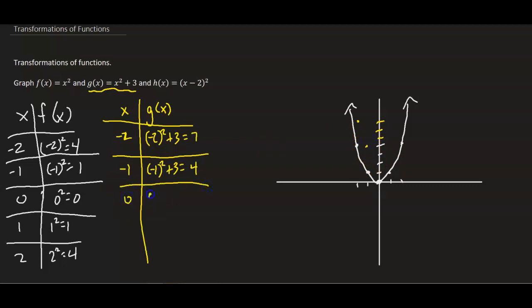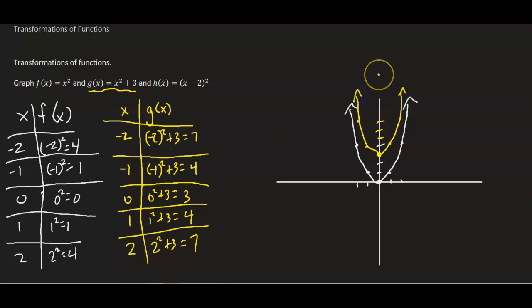If I substitute in a 0, 0 squared is 0, plus 3 is a 3. So that's here. 1. 1 squared is a 1, plus a 3 is a 4. So that's going to be about there. And then 2, 2 squared is a 4, plus a 3 is a 7. So that is going to be up here. So you can see that this graph just slid up 3 units. Okay, that's what the transformation for this one is going to be.